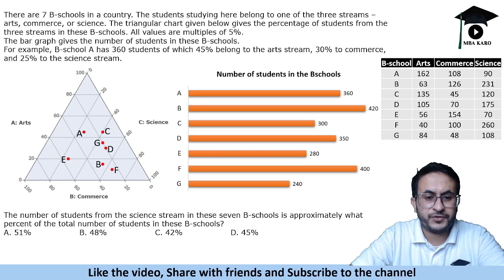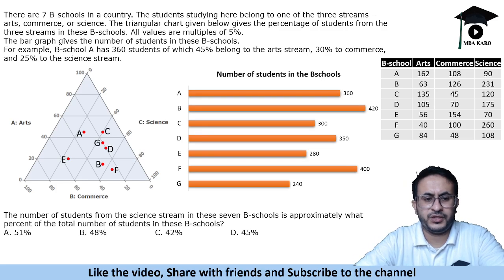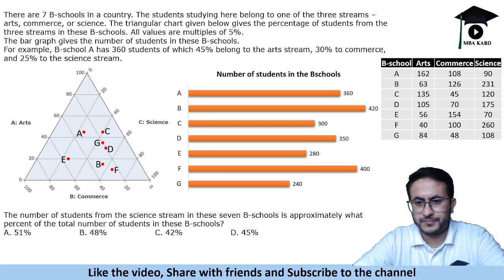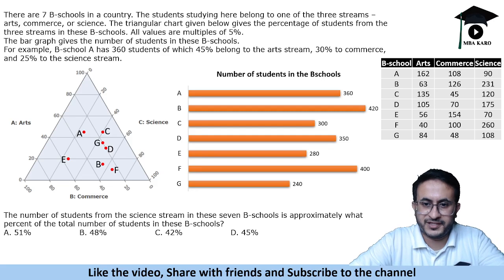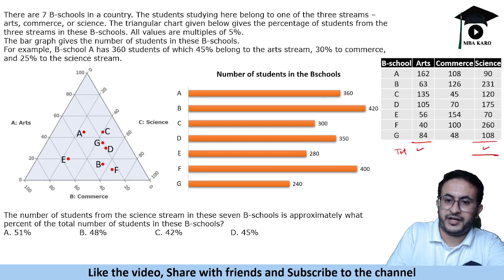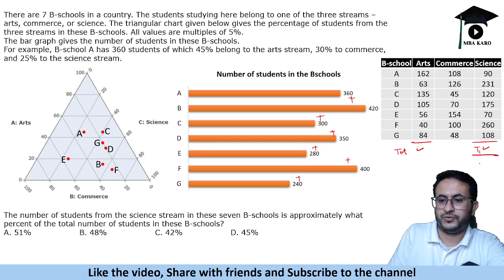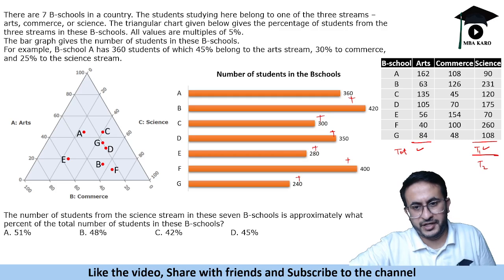The number of students from the science stream in these 7 B schools is approximately what percent of the total number of students in these B schools? Okay. Now if you look at this question, it is even more calculation intensive than the previous one. In the previous question you had to find the total, right? That was our answer. Now in this question you have to find this total and divide by this total number of students. You have to find total 1, total 2, and tell the percentage. So definitely it is an avoidable question.